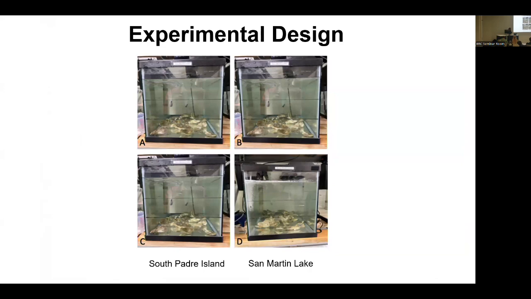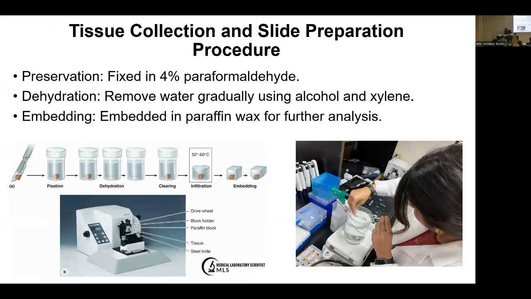So this is my experimental design. As I said, about 15 oysters per site. And so going into the actual tissue collection, they were preserved in 4% formaldehyde for about a week. Then we removed the water using alcohol and xylene. And then they were embedded in paraffin wax for further analysis to stain them and whatnot. Yeah, that's me.